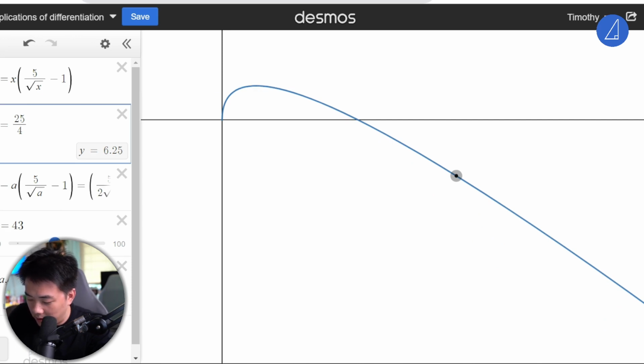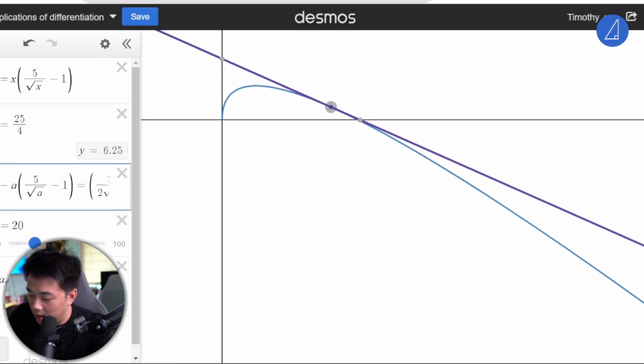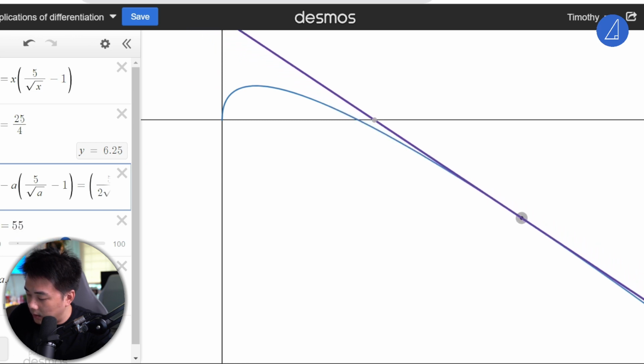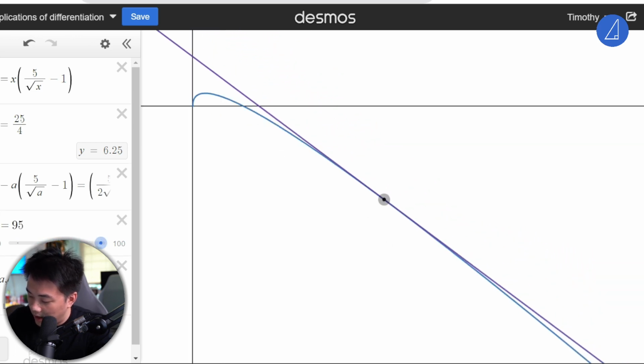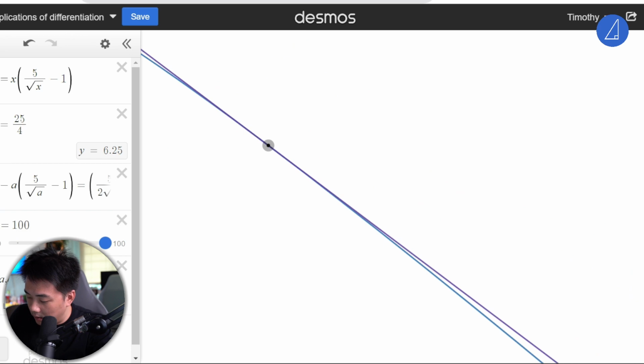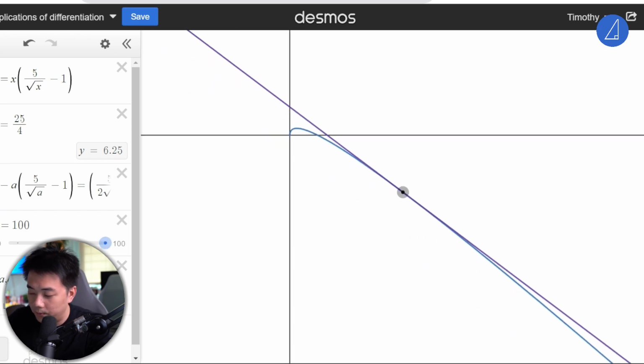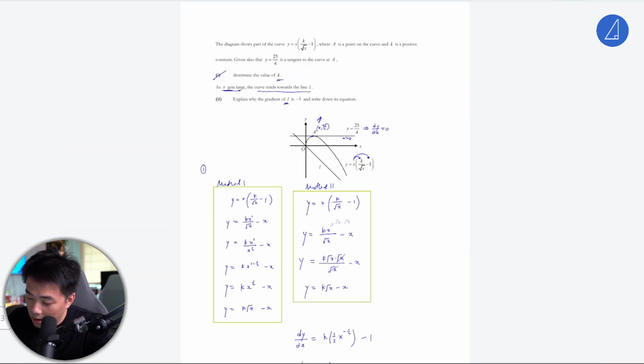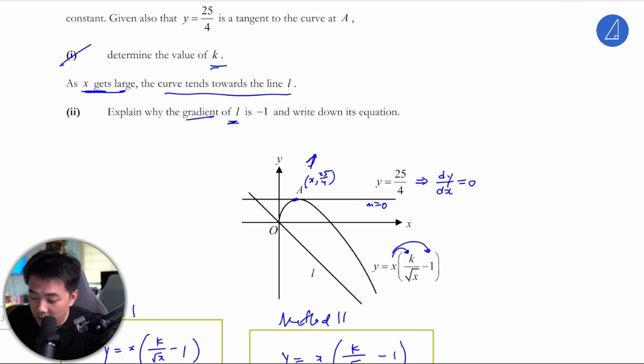What we need is actually the gradient here. So essentially, the tangent. So the tangent is over here. What we want is, as x goes to infinity, becomes very large, it will tend to a value. And what is the value? Okay, so that is the gradient. The gradient meaning this is dy/dx. Okay, dy/dx of L is -1.